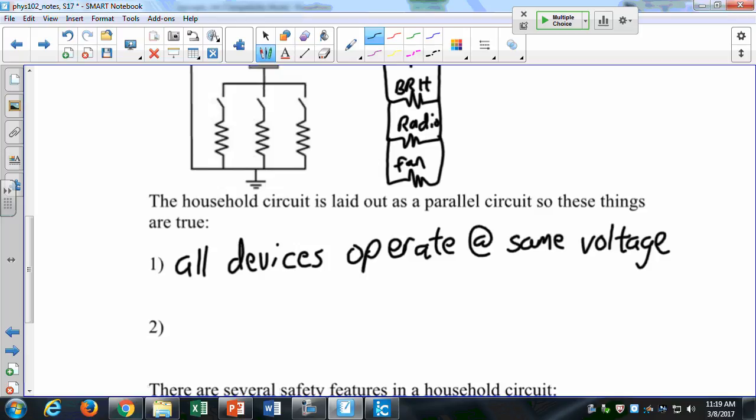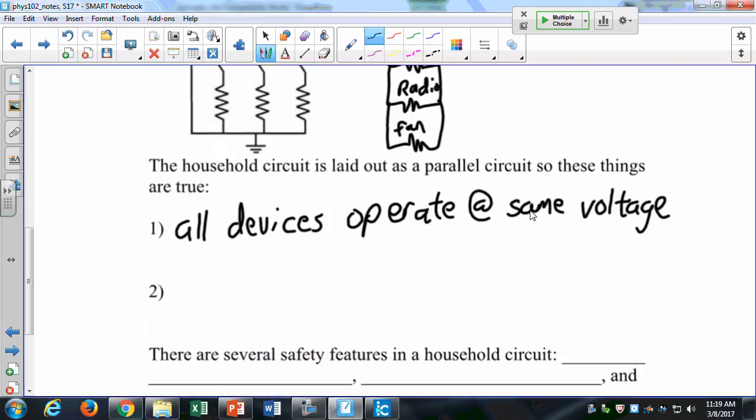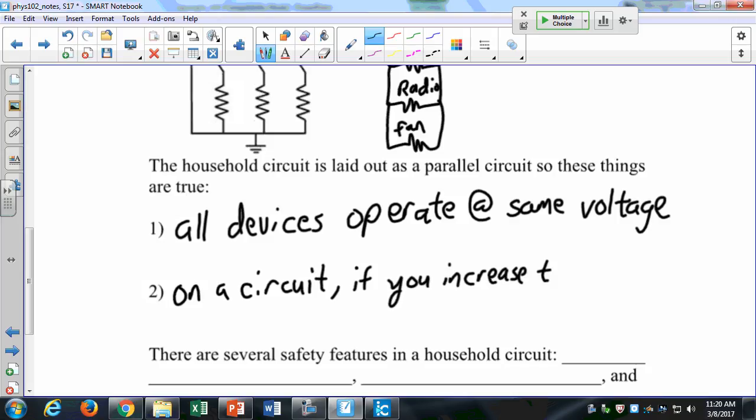Another thing that is the result of this, and this was actually sort of the junction rule. Remember the junction rule? That in a parallel circuit, the current going into a junction is equal to the sum of the individual currents. And so the result of that is that on a circuit in your house, one of those many circuits that you have in your house, if you increase the number of devices, you increase the total current.